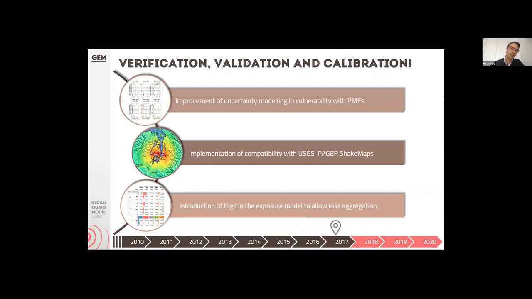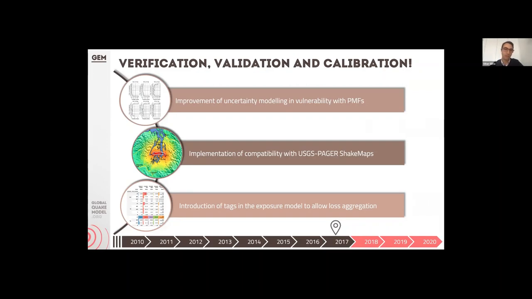In 2017, some of the requests from the users shifted a little bit. It was much more about verification, validation, and calibration. So we needed to improve the features that we had in OpenQuake to facilitate this process of testing. So basically, we did an implementation of this module that links OpenQuake with USGS ShakeMaps in order to test risk models with data from recent events, as well as a better way to disaggregate losses according to specific features of the exposure model in order to understand what is driving the risk in particular regions.